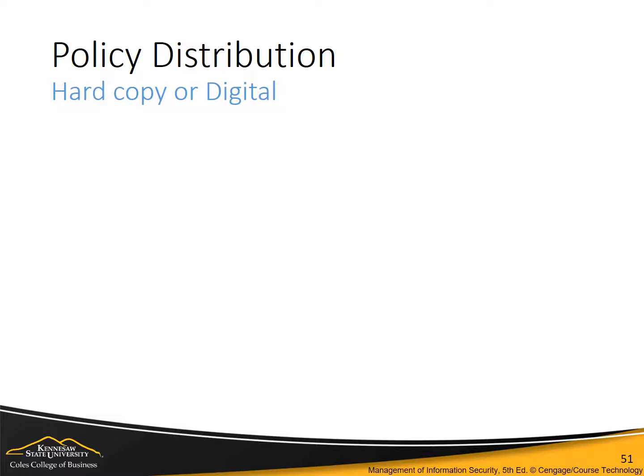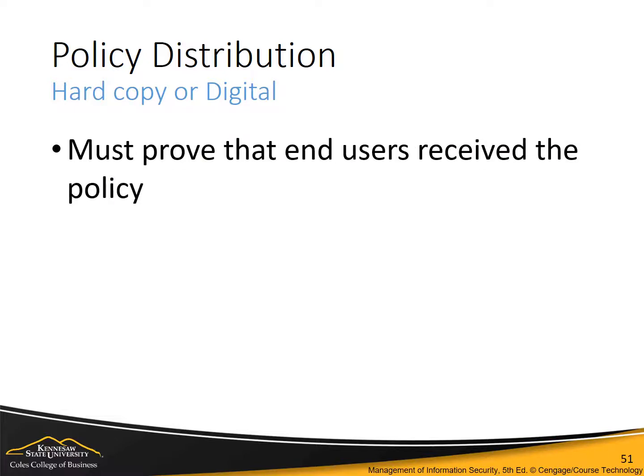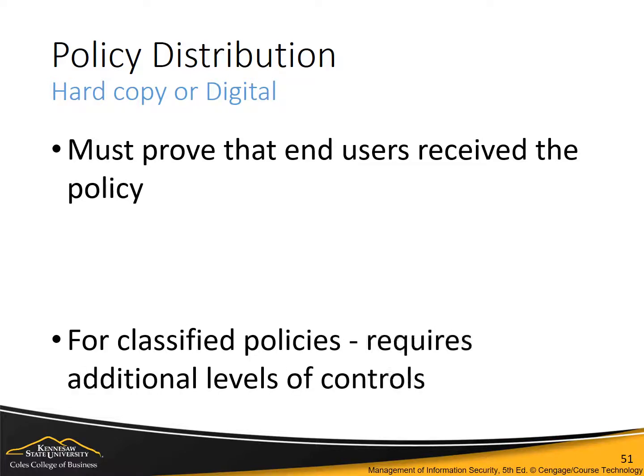Policy distribution can be accomplished by hard copy distribution or electronic or digital distribution. Unless the organization can prove that the policy actually reached the end users, it cannot be enforced. If they didn't get it, or you can't prove that they received it, then you can't legally enforce it. Distribution of classified policies requires additional levels of controls in the labeling of the document, in the dissemination of new policy, and in the collection and destruction of older versions to assure the confidentiality of the information contained within the policy documents themselves. We will talk about that in more detail later.